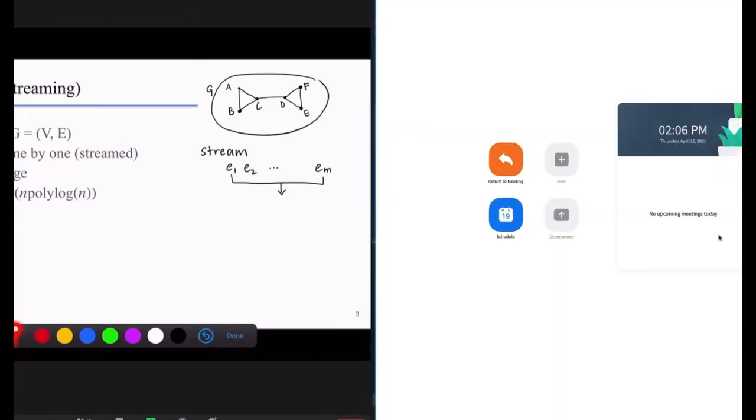Can I ask a question actually? Yes. Is the number of nodes known in advance, and is that valuable, or you don't care? Yeah, so we know the vertices in advance. Okay.